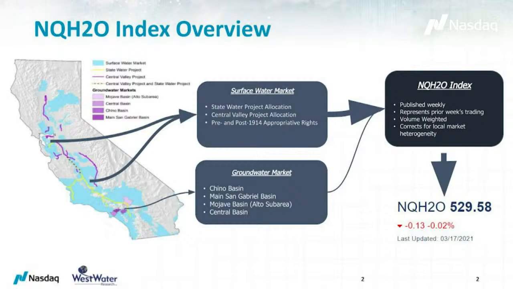Then within the groundwater market, we look at four of the most actively adjudicated groundwater basins: the Chino Basin, the Main San Gabriel Basin, the Mojave Basin, confined to the Alto sub-area, and the Central Basin. That activity is sent to us by WestWater Research on a weekly basis. Every Wednesday morning, Nasdaq runs its algorithm to normalize those prices and produce a real-time index value that is indicative of the previous week's transactional activity.